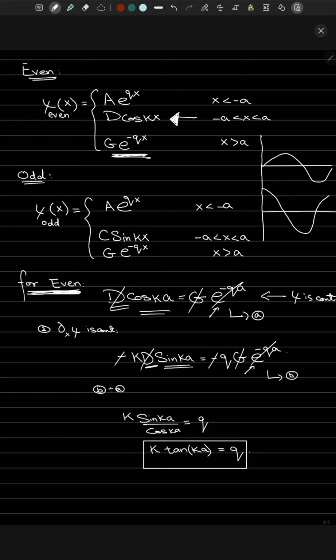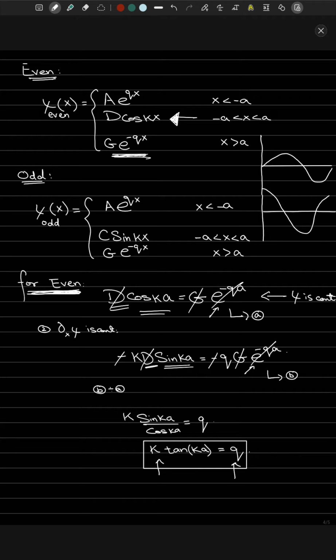And note that both of these k and q are functions of energy. That's why this equation that we have just established over here will basically give you a formula to find the allowed energy levels or the allowed energy states of the system, that is of a finite square well, right?